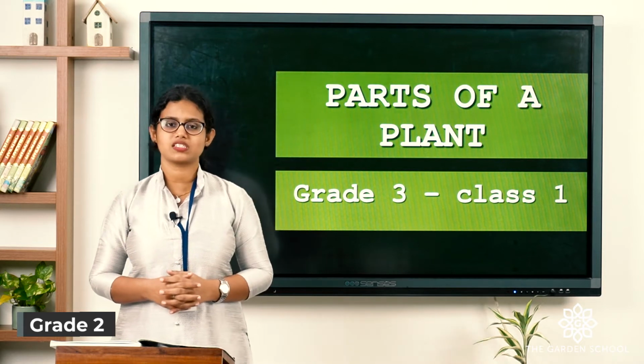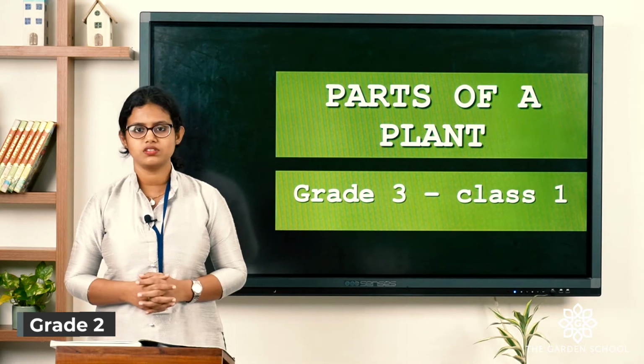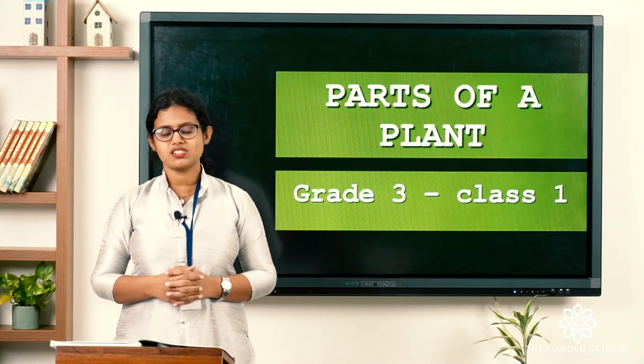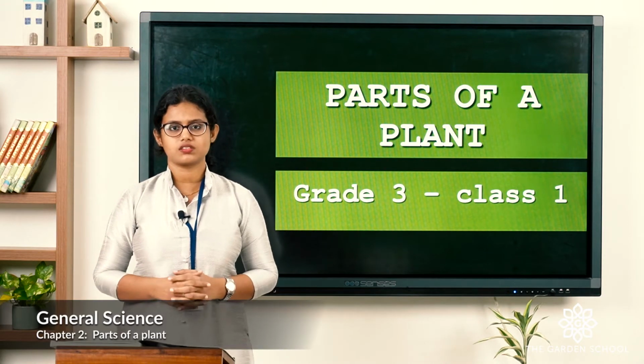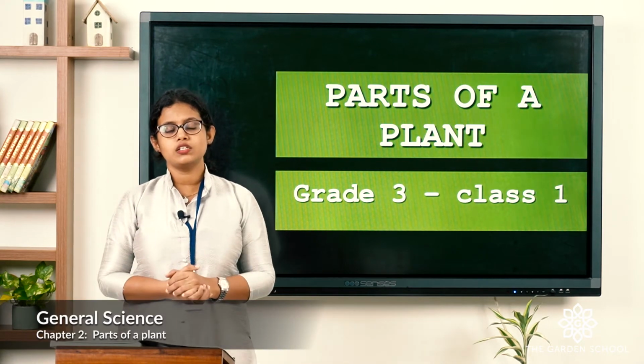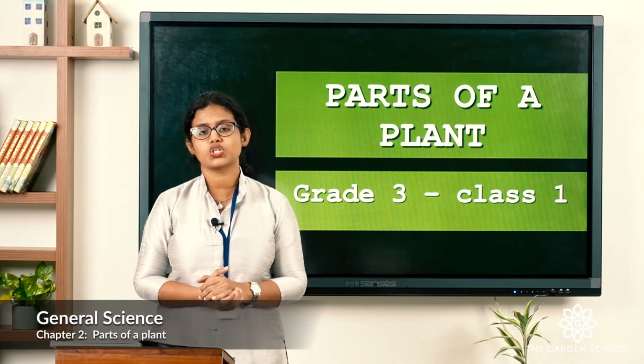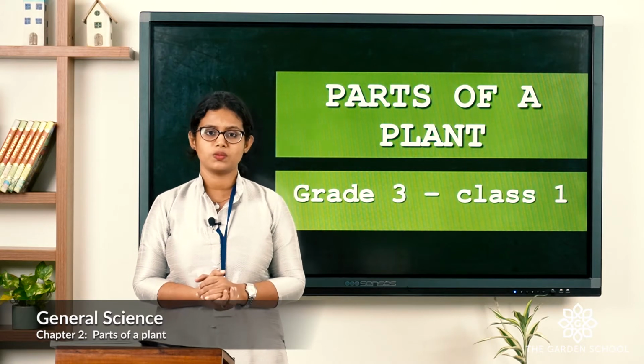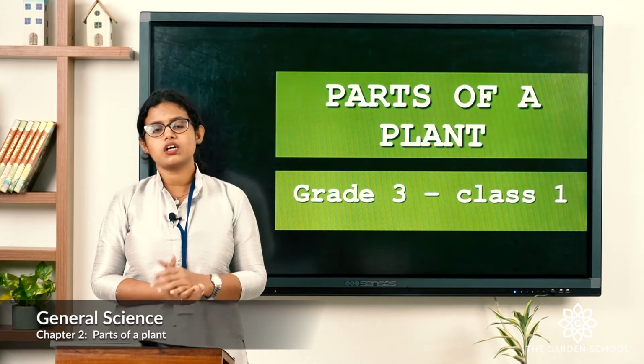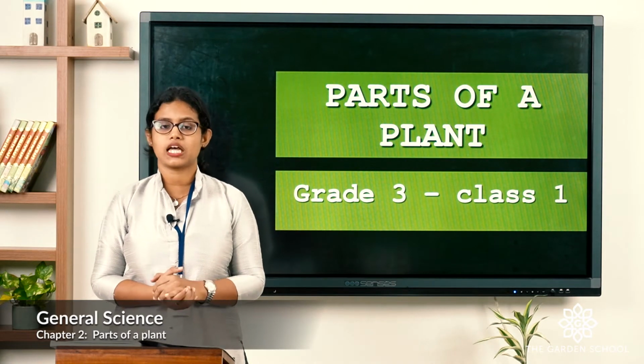Today we are going to start with the second chapter. The name of the chapter is Parts of a Plant. We can see different kinds of plants around us. Plants which are big, plants which are small. We can differentiate a plant based on its size.